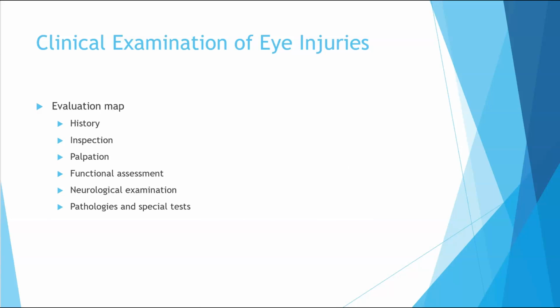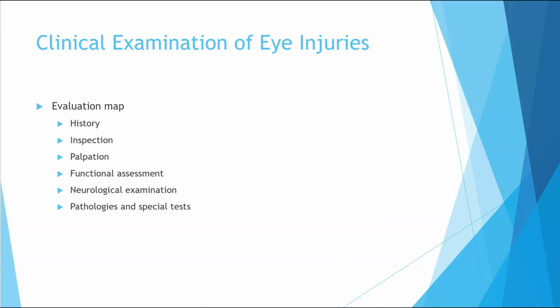So history, ask all those same pertinent questions. Inspection, do a visual inspection and look for coloring, discoloring, swelling, the movement of the eyes, and then you can go on to the palpation. Again, this is one time where I would ask the patient where they're having all the pain, and then I'm going to palpate further away from the pain and then start going towards it.